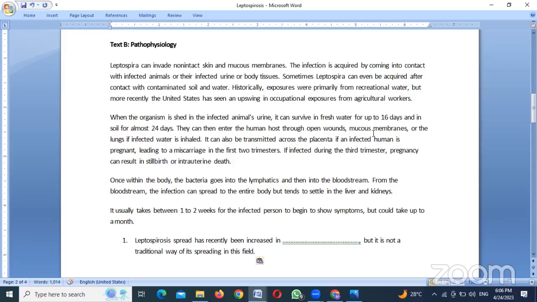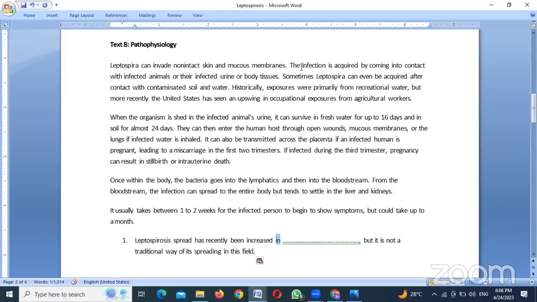In United States? United States is the answer. You can see the word "in." Yes, it's in United States. So where you can find it is not the traditional way of spreading. Where you can get this idea, it is not traditional.